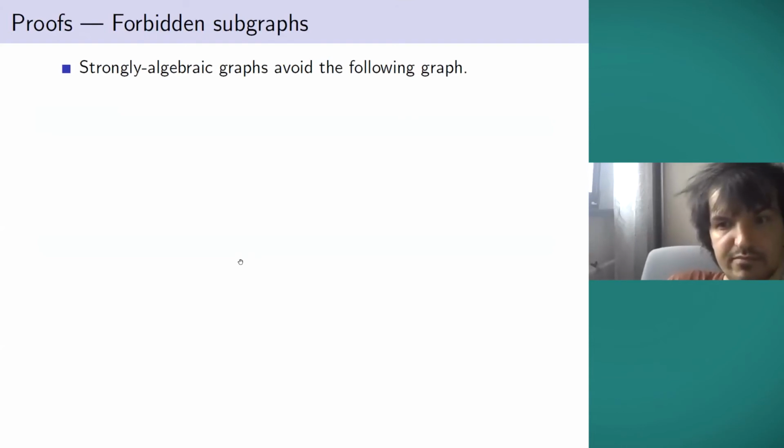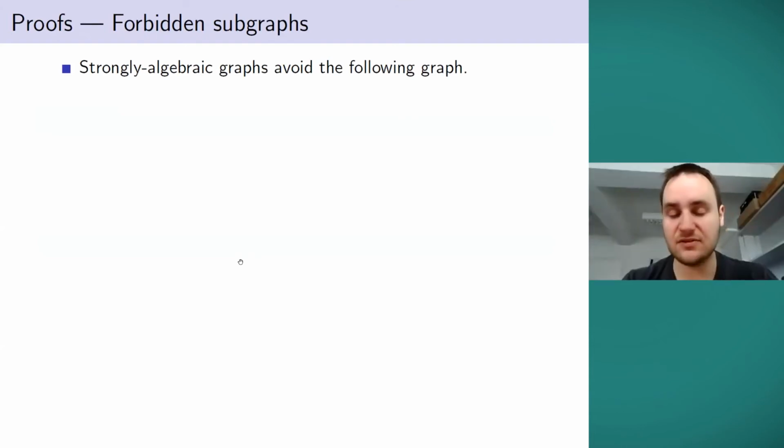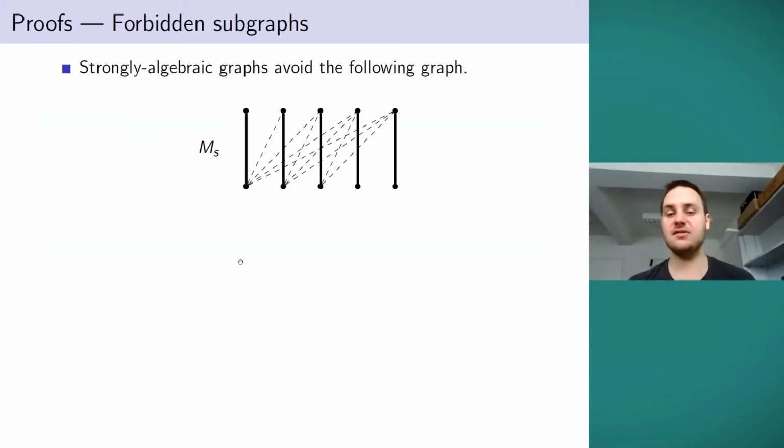So one straightforward idea is to try to find some forbidden subgraph or subhypergraph in these algebraic graphs which have some simple structure. And it turns out that we could find the following graph as a forbidden subgraph. So now we are only going to consider strongly algebraic graphs. These are the algebraic graphs that are defined by a single polynomial.